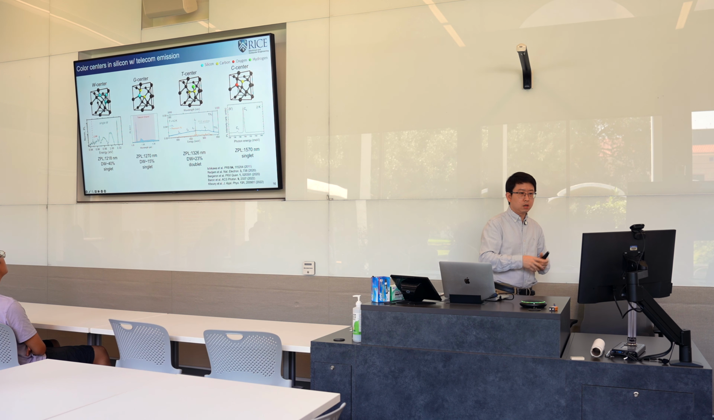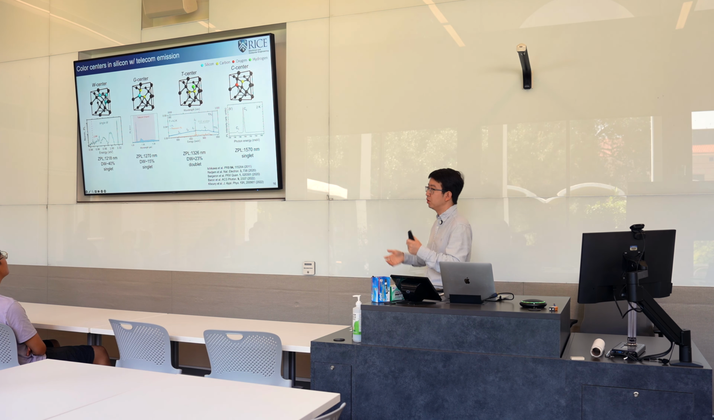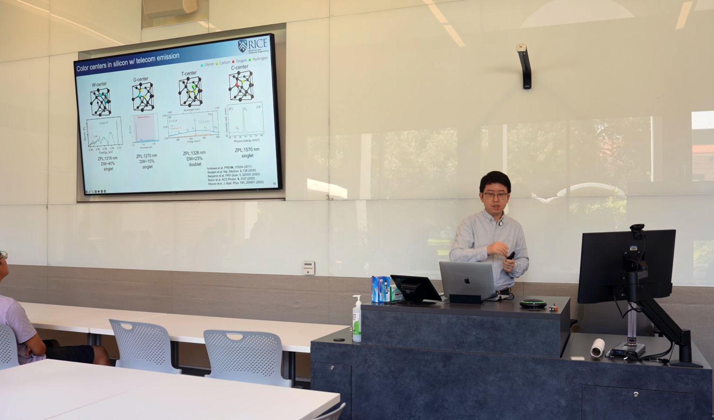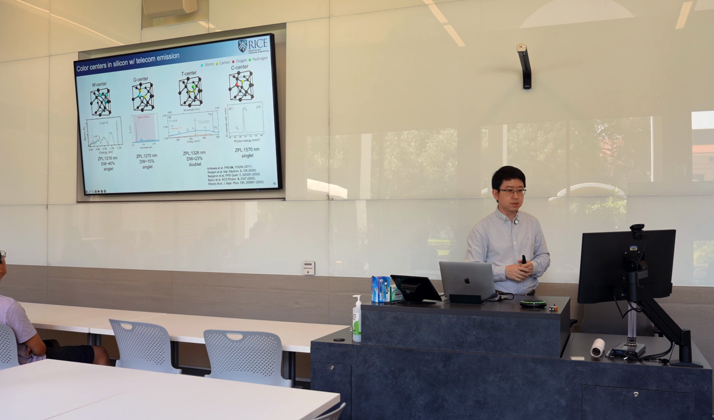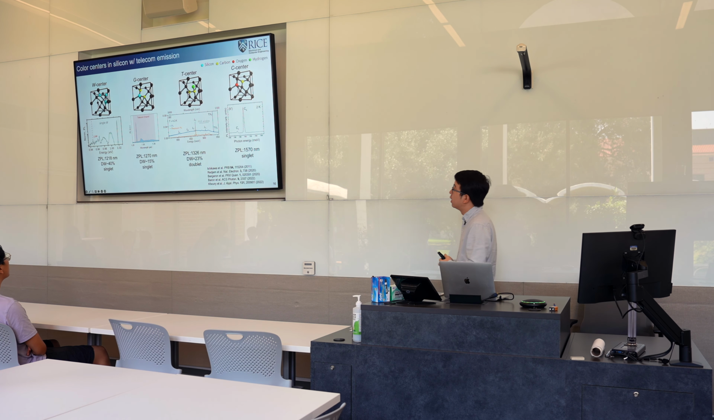So there are a bunch of them, actually. As you may notice, at that time, people decided to name these color centers using letters, right? It's C, G, T, W. So here I'm listing four color centers in silicon that have emission wavelengths around the telecom band, okay? So the T center is also one of them.